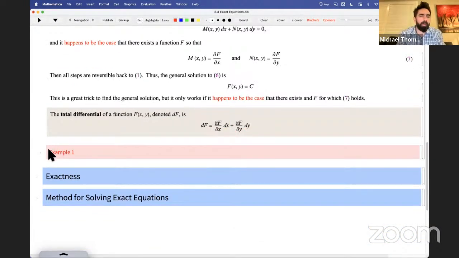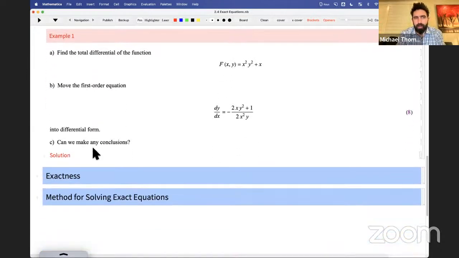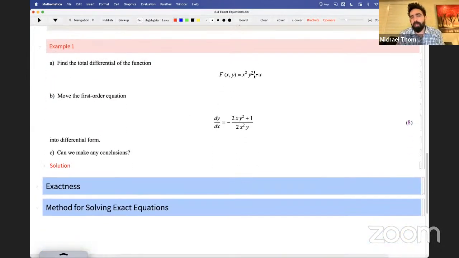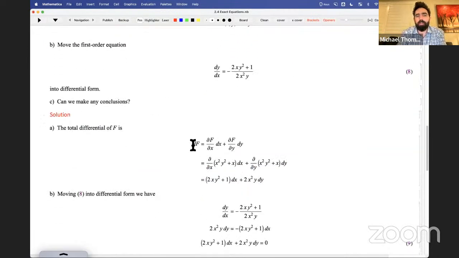Okay, so let's jump into a problem. All right, so we've got two things to do. First of all, I've got this function I'm giving you. This is a function of two variables, which is the surface in R3 if you wanted to graph it. Let's start off by finding the total differential of this function. So to find the total differential, we're going to use this formula.